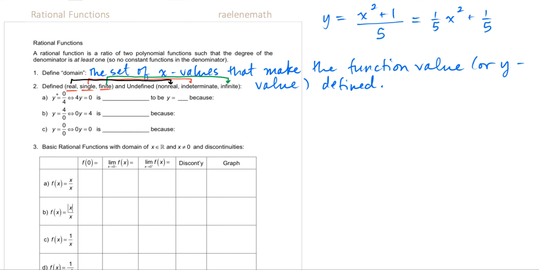Okay, so in the first example, we have y is equal to 0 over 4, and when we solve the associated equation 4y equal to 0, there is one real single finite value for y that solves this equation. So the solution is defined. So the y value is defined to be 0 because there exists a single real finite value for y in that equation.